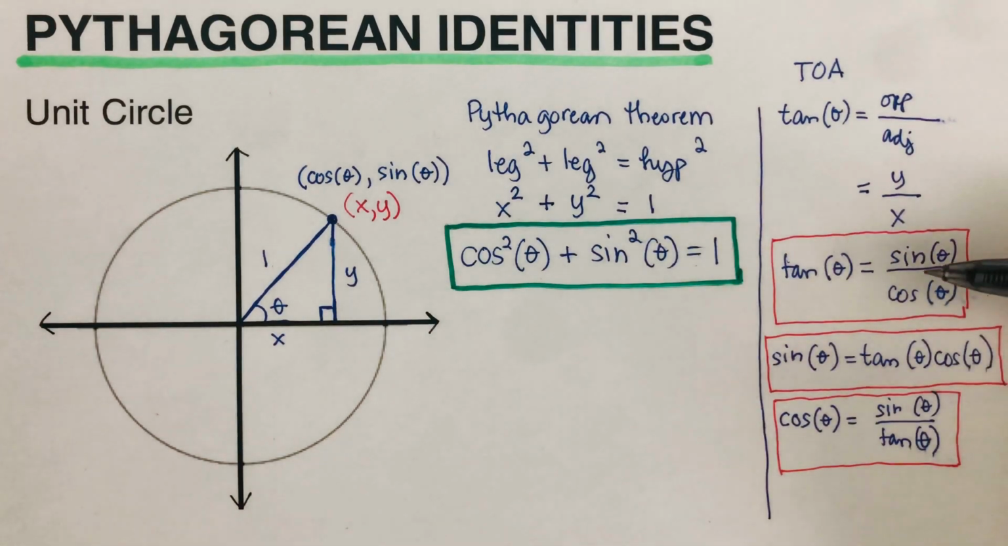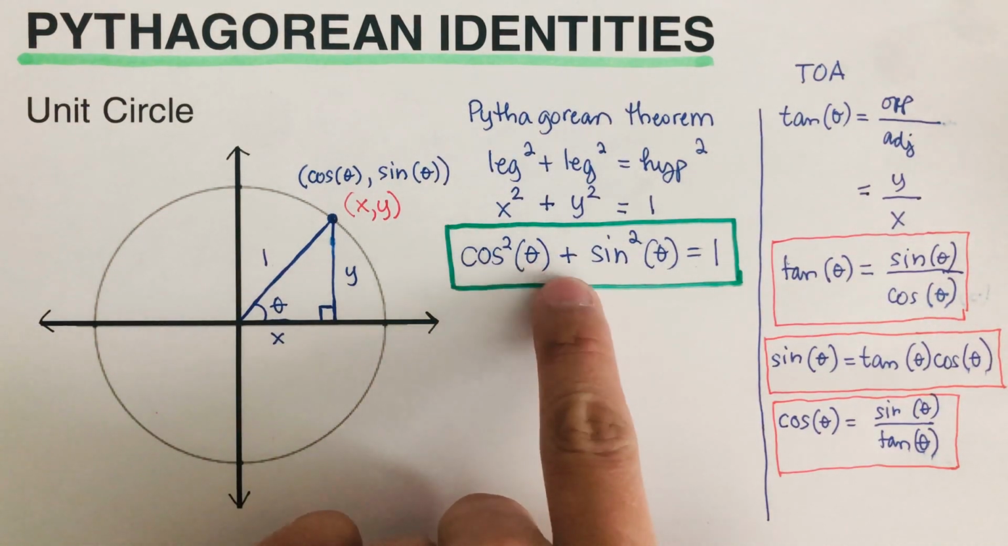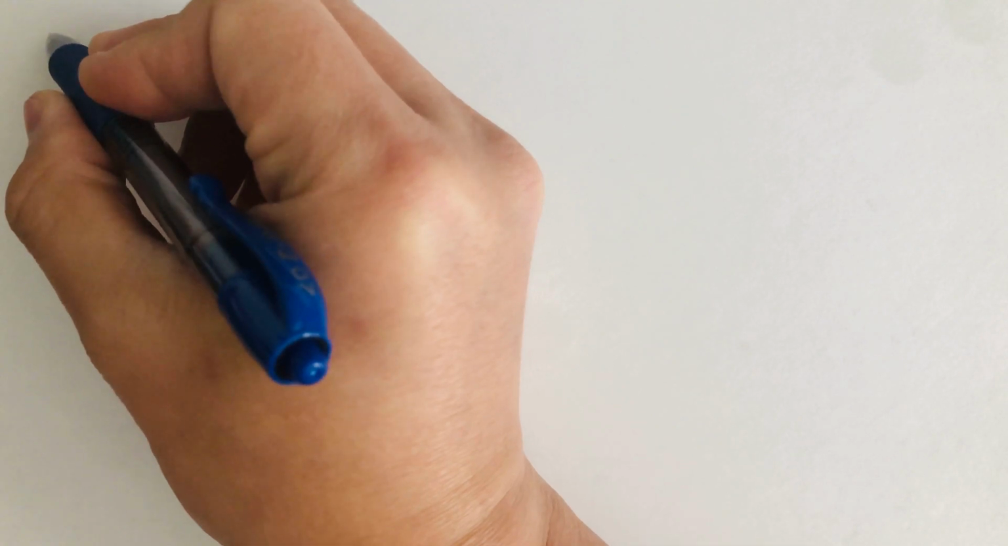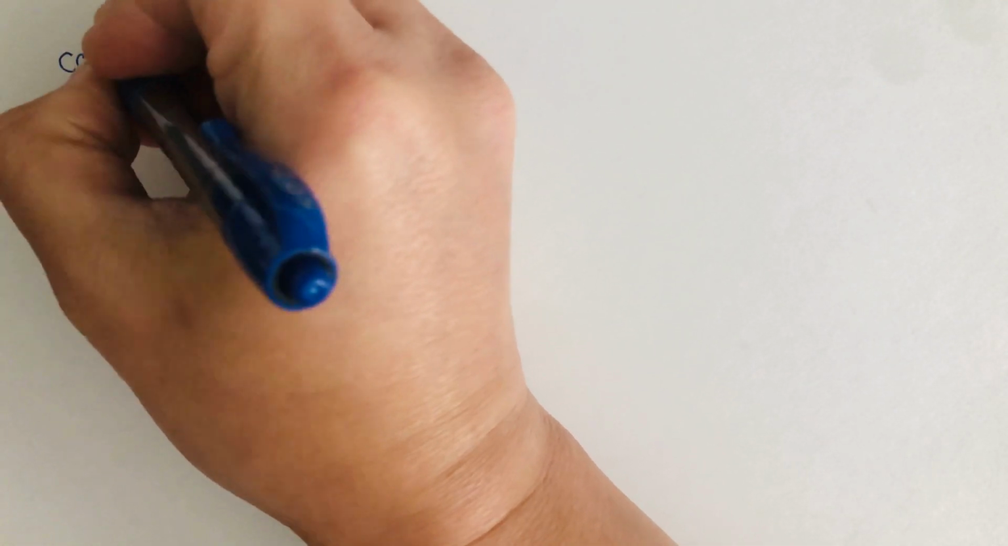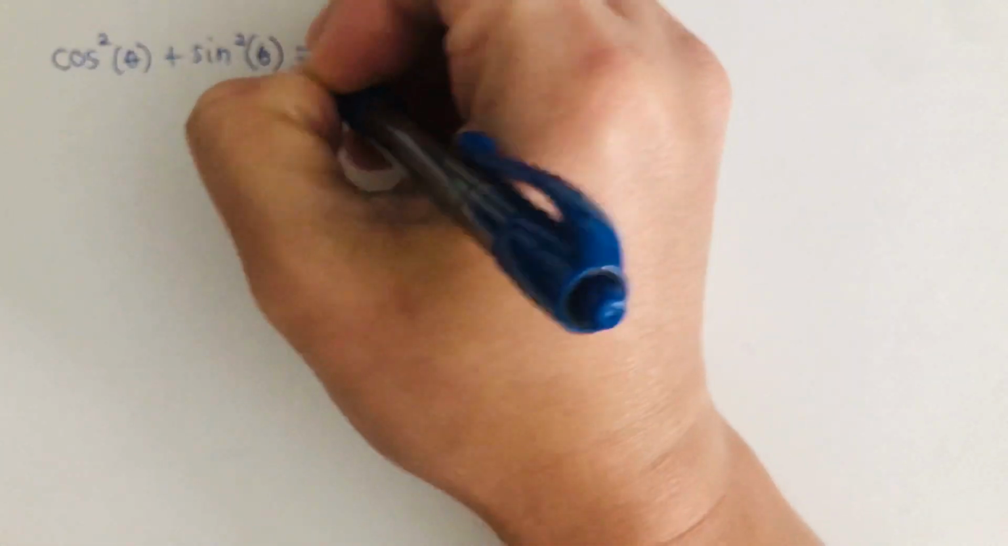Again, we're going to use these three formulas for tangent, sine, and cosine in the second and third Pythagorean identity. Again, this is the first Pythagorean identity: cosine squared theta plus sine squared theta is equal to 1. Now, what we are going to do next is go through the second Pythagorean identity. If we go back to the original equation that we got for the first Pythagorean identity, that is cosine squared theta plus sine squared theta is equal to 1.